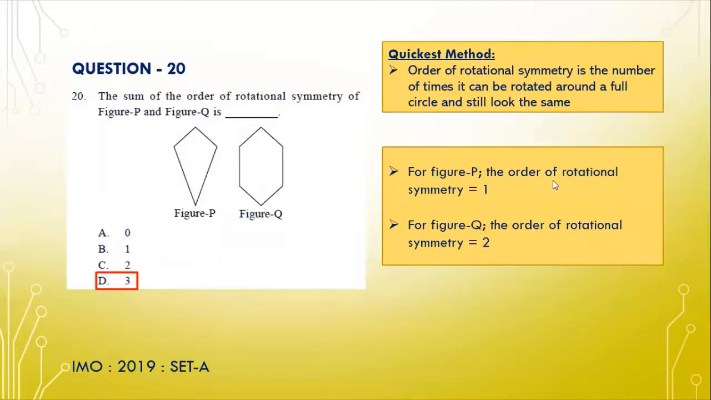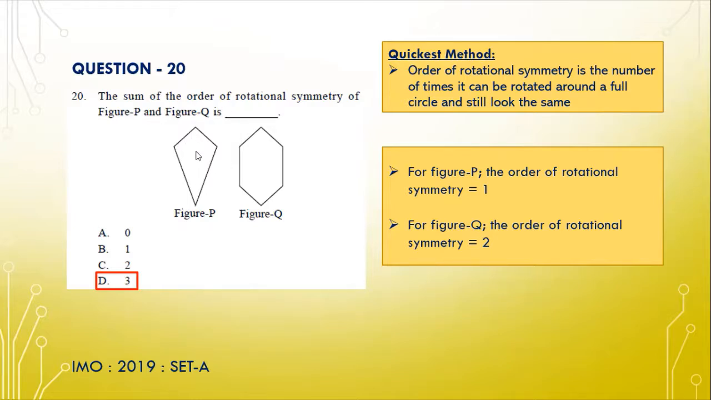So question 20: the sum of the order of rotational symmetry of figure P and figure Q is. So what is order of rotational symmetry? It is the number of times the figure can be rotated around a full circle and still look the same. What is the order for a square? It will be 4, because if you rotate a square 4 times by 90 degrees, it will look the same. What is the order for a circle? It is infinite, because if you rotate the circle any number of times along its center, it will still look the same.